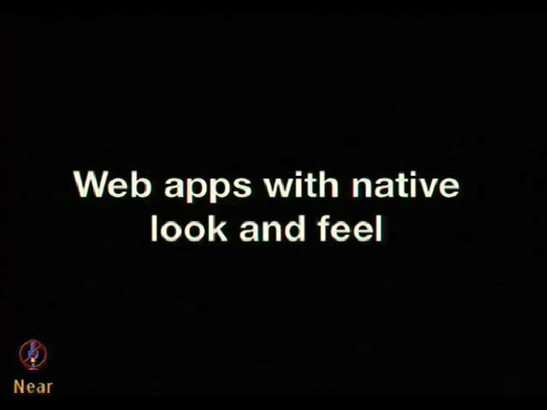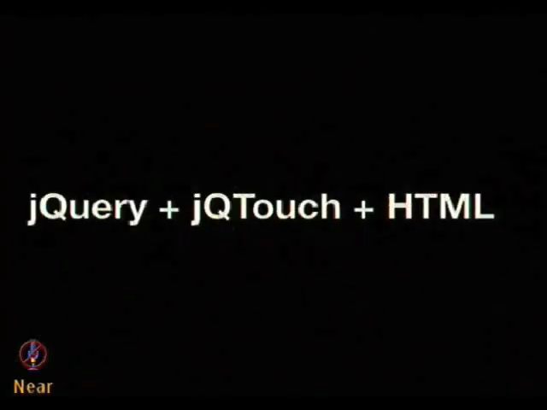So that's where jQTouch comes in. jQTouch is basically a really simple framework for building web apps on smartphones that have a native look and feel. So it's kind of a hybrid between just a simple website and a purely native app, like an iPhone app. But increasingly, that division between website and native app is kind of merging. So jQTouch is essentially jQuery plus some jQTouch libraries and just a simple web page.